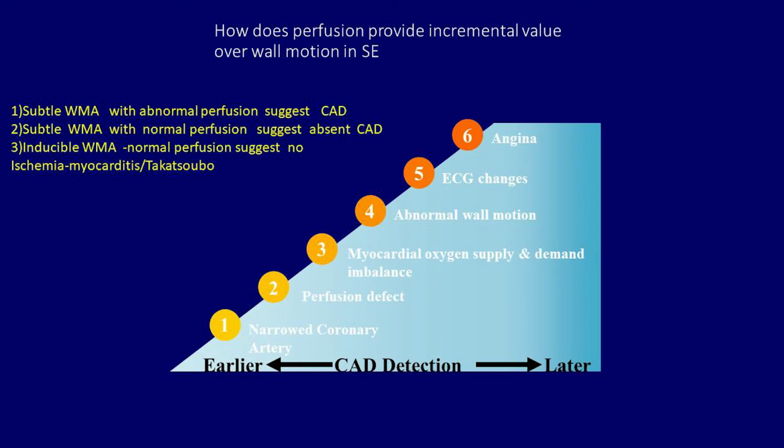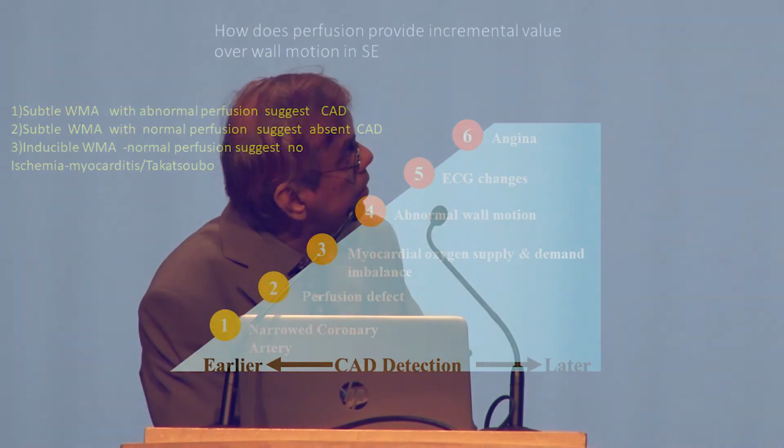Then the next group is, again, a subtle wall motion abnormality, but completely normal perfusion, no coronary artery disease. And then finally, we have a condition where there's fixed or inducible wall motion abnormality during stress, but completely normal perfusion. That is not ischemia. You can't have ischemia with normal perfusion. That is more likely cardiomyocytic disease, like Takotsubo or even myocarditis. I'll show you some examples of those.